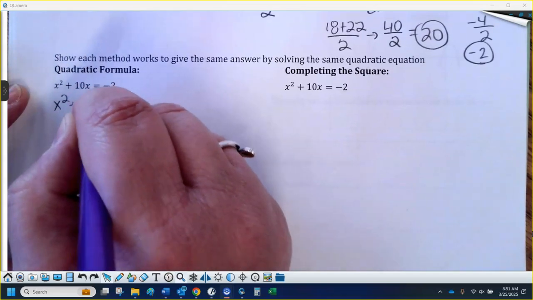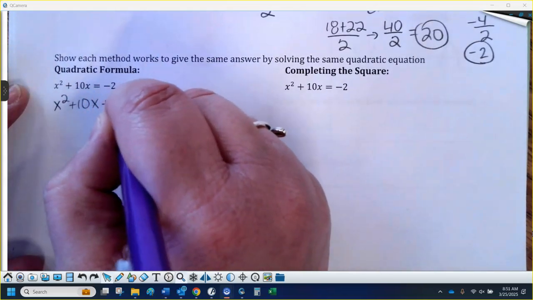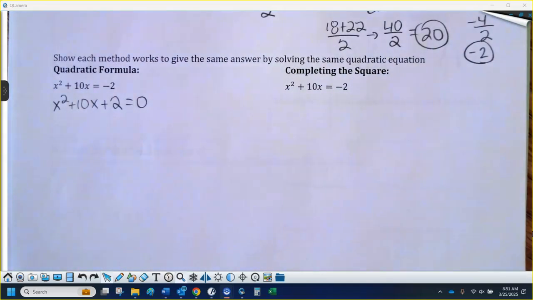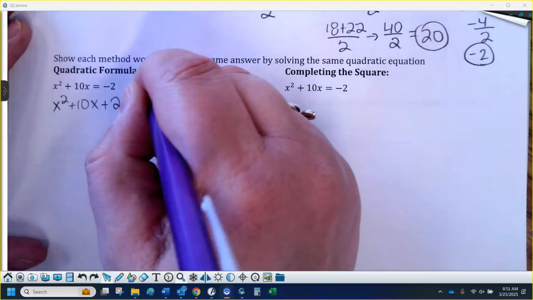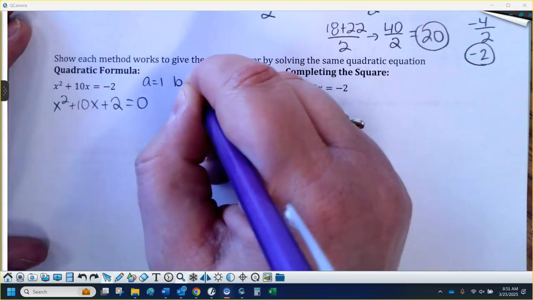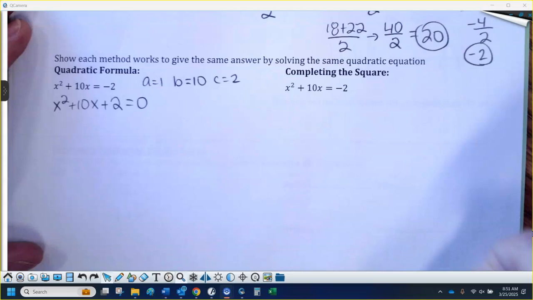So I'm going to set this equal to 0 by adding 2 real quick. But if I tried to factor that, you're not going to tell me two numbers that multiply to get you 2 and add to get you 10. It doesn't exist. So you can't always use factoring. You can always use quadratic formula and you can always use completing the square. So on this guy, just a little review from yesterday. A value is 1, B value is 10, C value is 2.